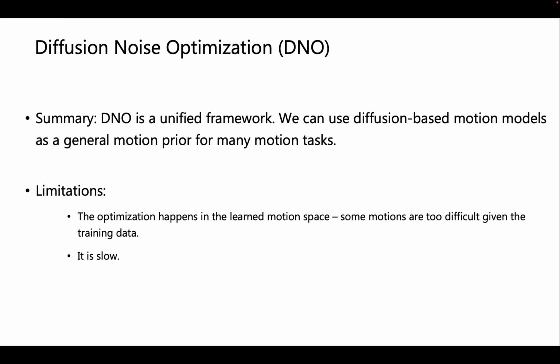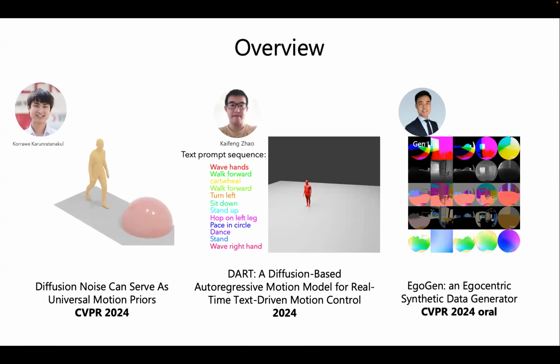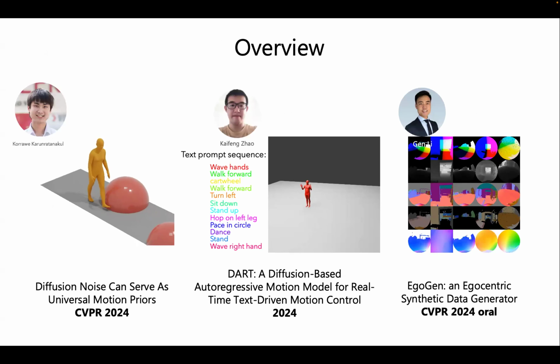The second problem is that it's slow. It's optimization based. So to get one result, we probably need to run, I don't know, a few hundred optimization steps. And for each optimization step, we need to backpropagate this gradient and also go through the DDIM, like 10 steps. So it's not real time, it's slow. Okay, so that's all for the first work.